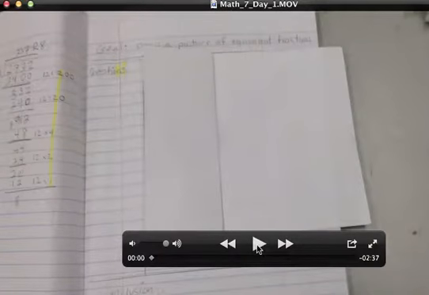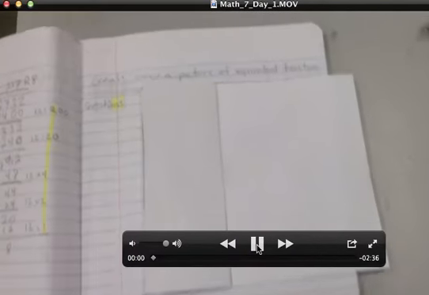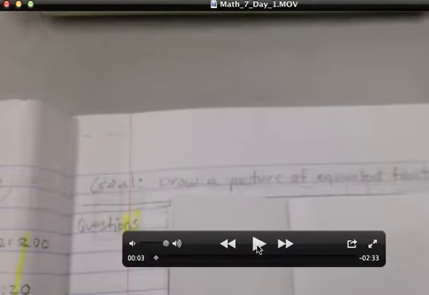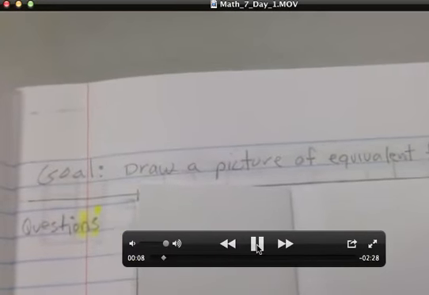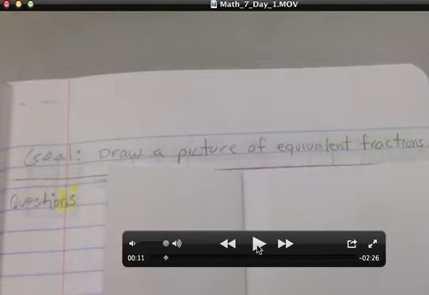Mr. Loftus. Today we're going to learn how to set up our notes and go ahead and get started with our first lesson. So the notes that you're seeing on the screen are actually from last year, and you'll notice at the top that there is a section for a goal, and in each set of notes we write what the goal is. Today's goal is draw a picture of equivalent fractions, and so go ahead and do that on your notes. Write goal and then underline it, and then you can go ahead and write in draw a picture of equivalent fractions.